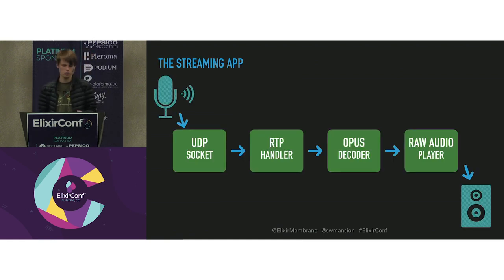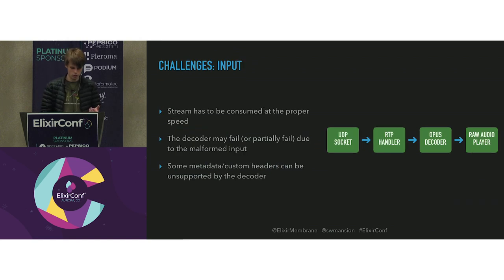So we have the microphone and then a component that will read the data from the UDP socket. Then we have the RTP handler that will make use of all this data stored in RTP packets, in RTP headers in particular. Then we have the decoder, in this case Opus, that returns the raw audio, and the player that writes the data to the sound card so it can be played via loudspeaker. So this looks even simpler, I think. Let's see why it's not actually that simple.